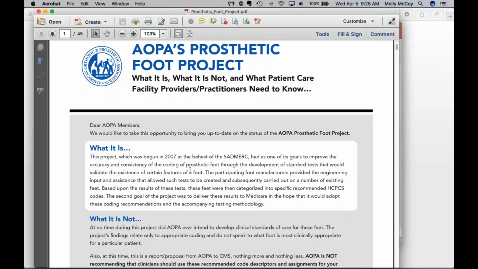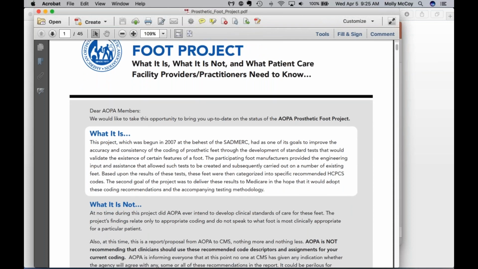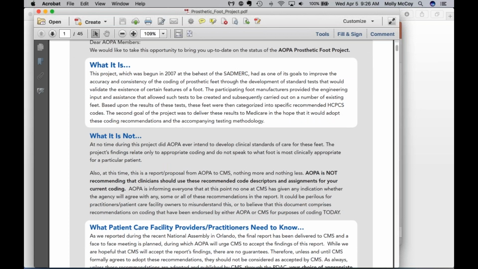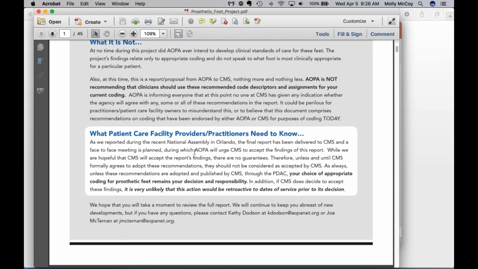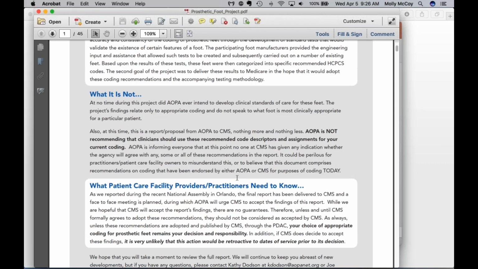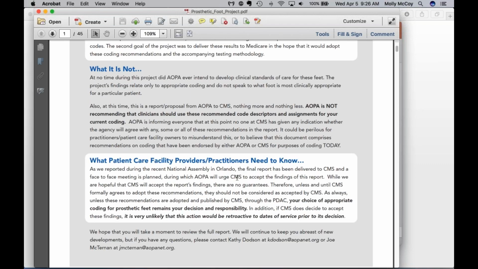Right here on the front page of the prosthetic foot project is what it is not, and what patient care facilities and practitioners need to know. Right here, it explains it all. I encourage you to look this over to really understand what the foot project is, because so often manufacturers will say, we tested it to the AOPA foot project standards and it passed those tests with flying colors, therefore we think it should be coded like this, and they'll give a coding recommendation based on that. Understand what this project was and wasn't, understand how it works and what it means, and understand the difference between that and PDAC. That's what we want to get a handle on right now.